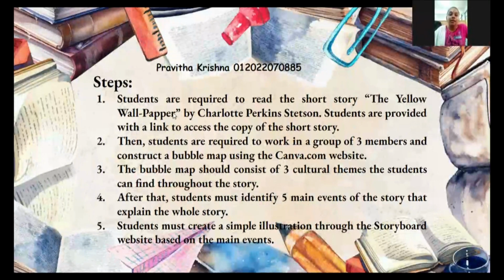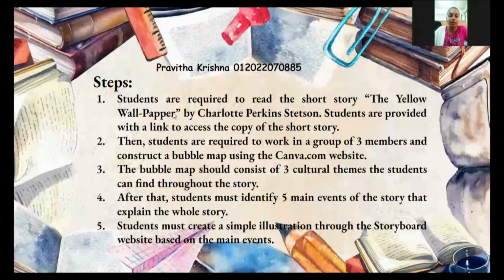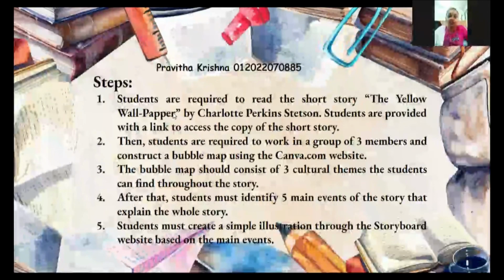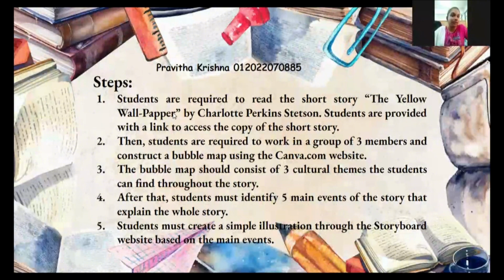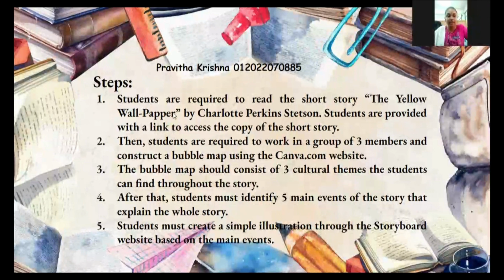The bubble map should consist of 3 cultural themes the students can find throughout the story. The students have to create a bubble map related to 3 cultural themes, and it should also include an example of an event from the story. After that, students must identify 5 main events of the story that explain the whole story.